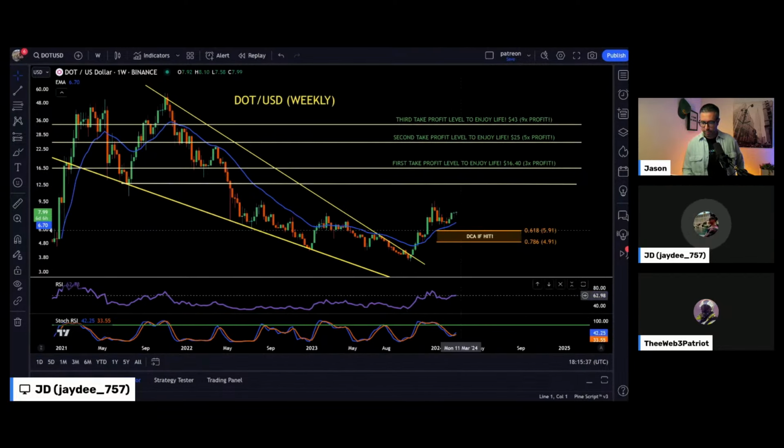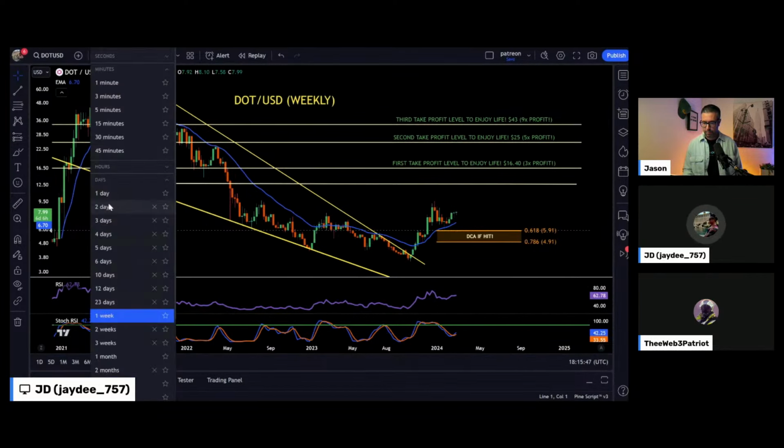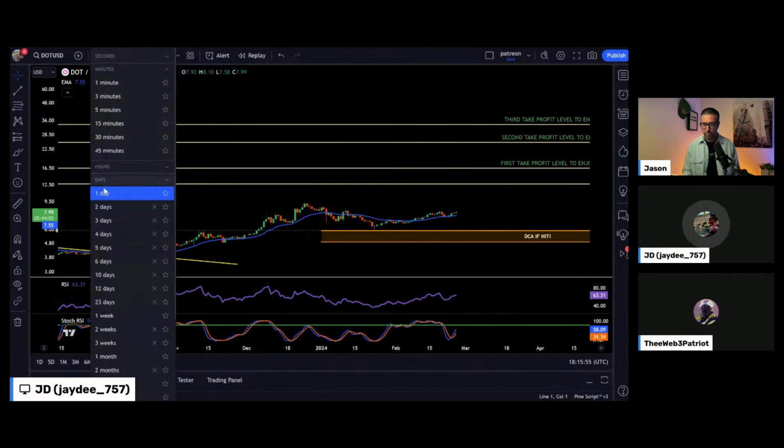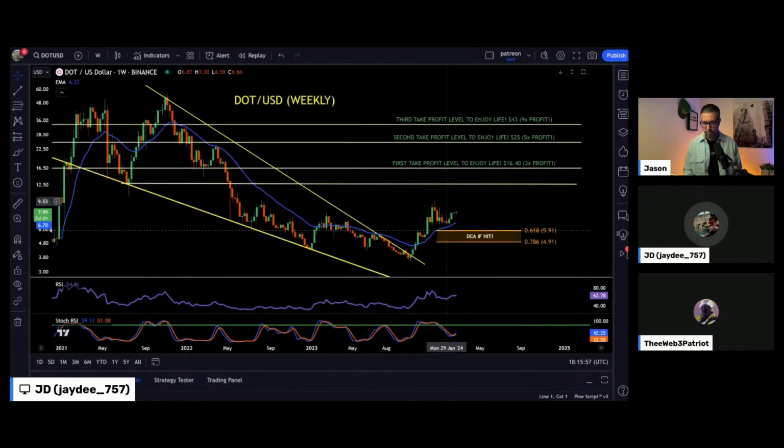I don't see any bearish or bullish divergence at the moment, but it's looking like in the short to midterm we may head up. If we look on the daily chart right here, the momentum is still looking like it's gonna go up. So for the short and the midterm, I think we are able to maybe hit this $12 region. But that's what I see on DOT for the short and midterm.